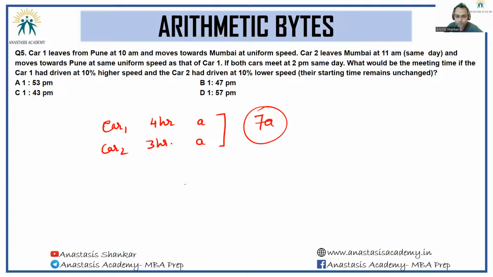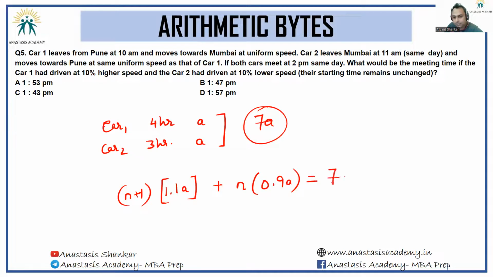Let's see. Car 1 will now travel at 1.1a and it will travel for n plus 1 hours. And car 2 will travel at n hours at 0.9a. And together they would cover the distance 7a. Only then do they meet. So a I can get rid of entirely. I'm left with 1.1, 0.9. So 2n is equal to 5.9, or n is equal to 2.95 hours.